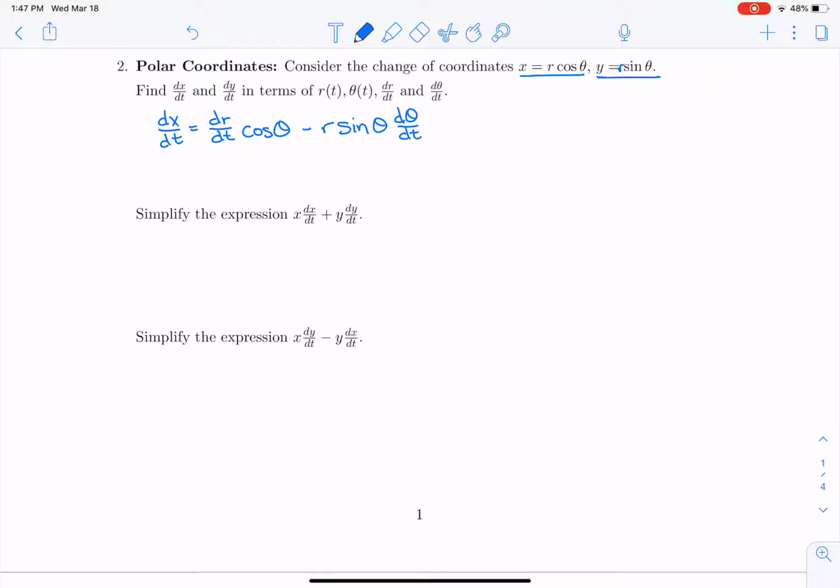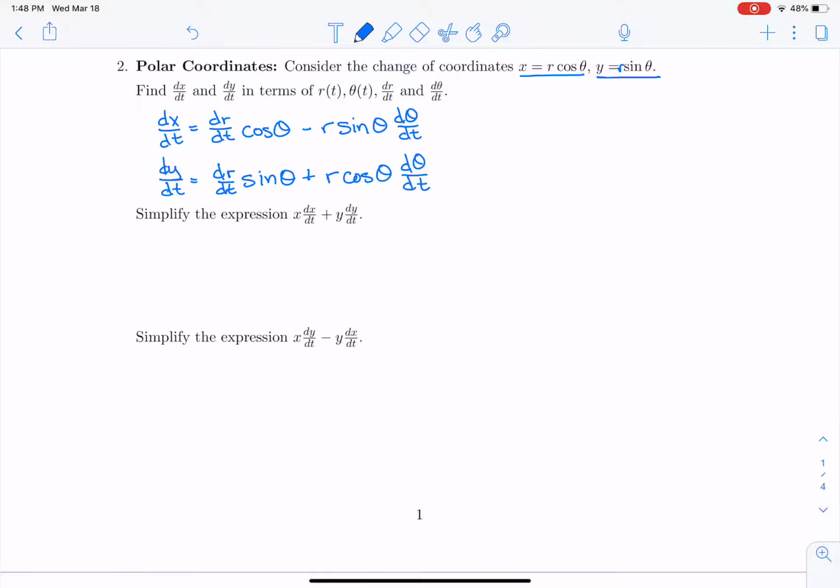Now let's see what happens with dy/dt. Okay, y is equal to r sine theta. So using the product rule, I get that dr/dt is multiplied by sine theta. And for the second term, I'm going to get a plus, r is left alone, and the derivative of sine theta is cosine theta, again, times d theta/dt.